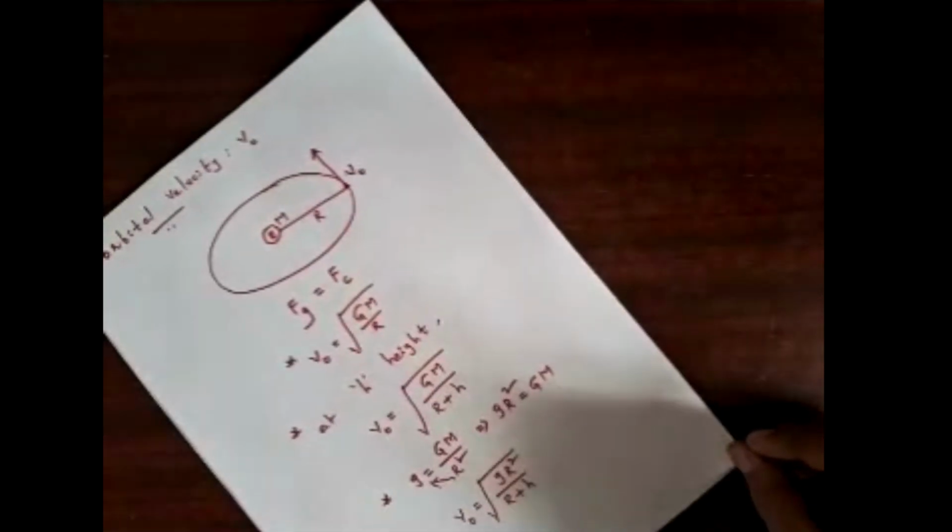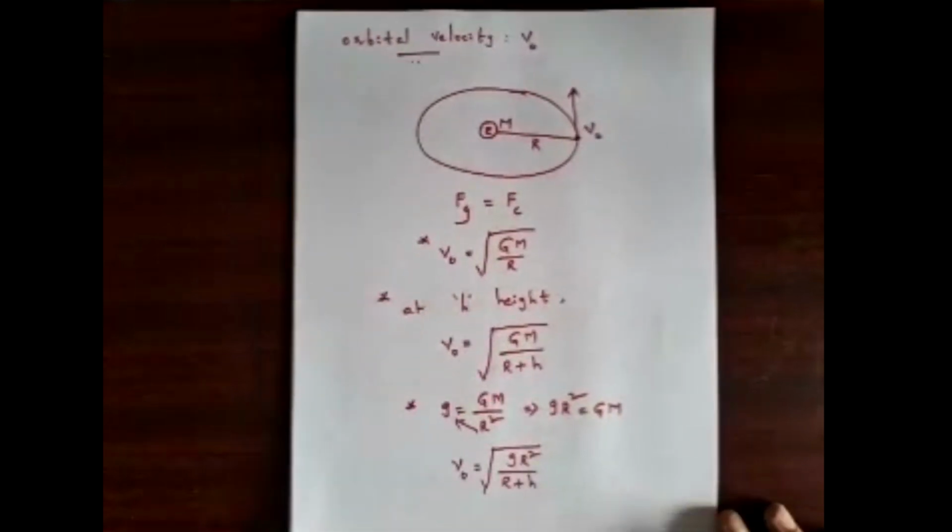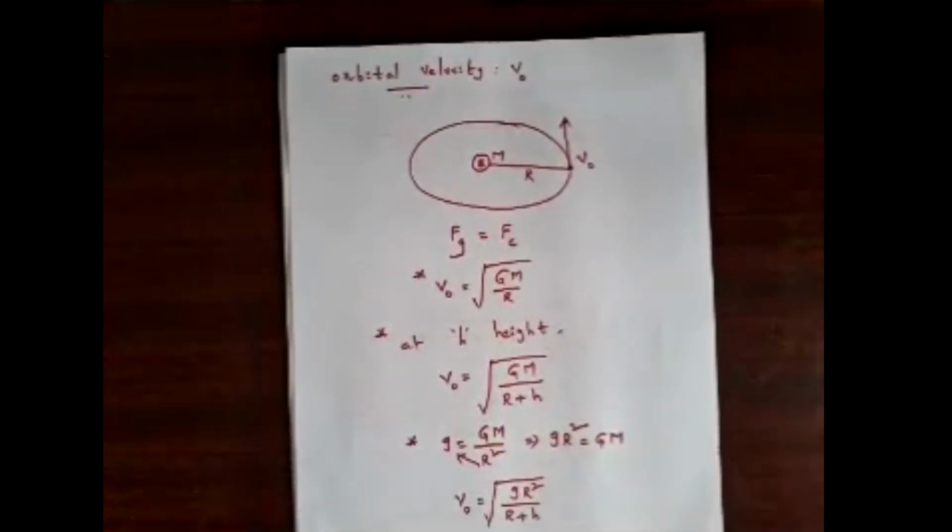Just take a look at this topic. If a planet or a body is rotating around another planet or body, the gravitational force must be equal to the centripetal force. With that, we can solve this part. V naught is equal to root over GM by r. Solving this is like our intermediate board exam question, a 4 marks question. So V naught is equal to root over GM by r at h height.